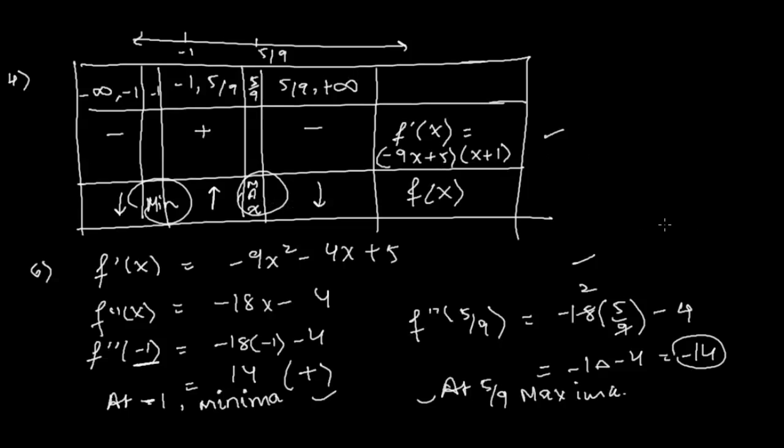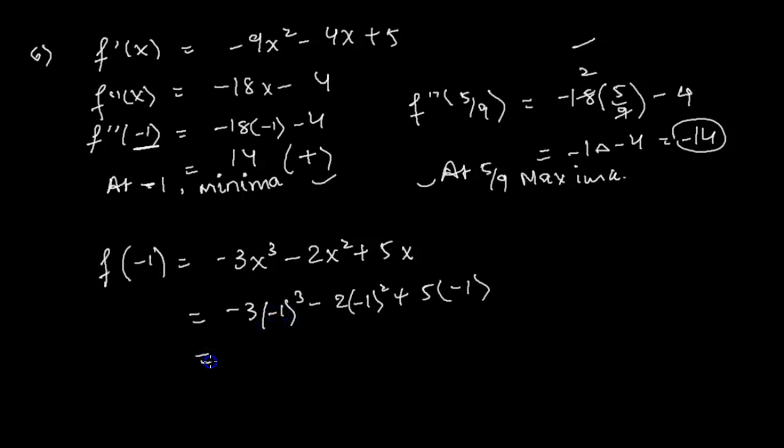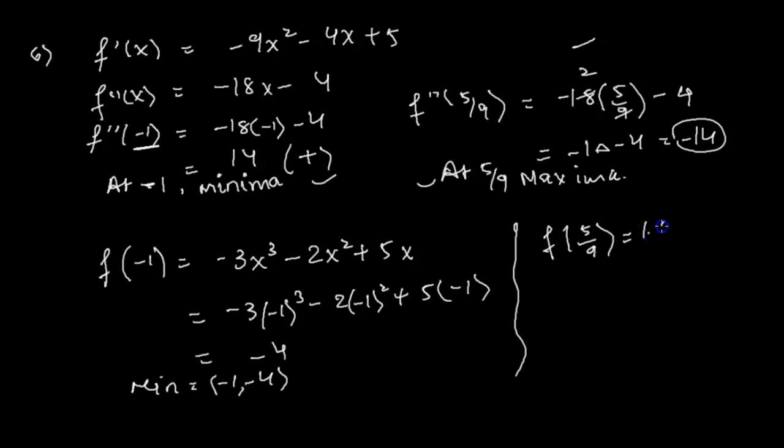To determine the exact minimum and maximum points, we can always sub in negative 1 in the original function, that was negative 3x cubed minus 2x squared plus 5x. So we would just replace this in place of x, and when we simplify, it will be negative 4. So we can say the minima point is negative 1, negative 4. Similarly, when we solve for f of 5 by 9, we would get the value of 1.6.